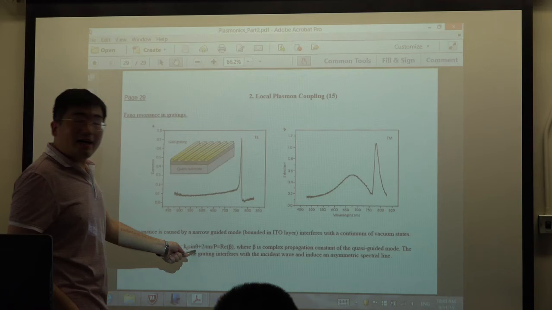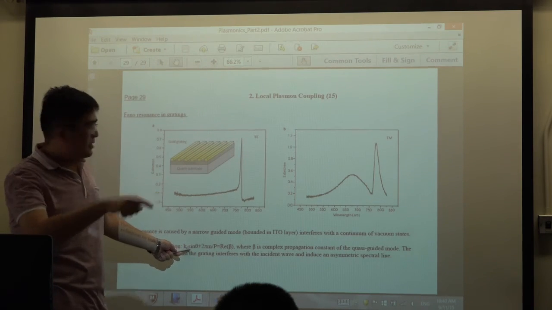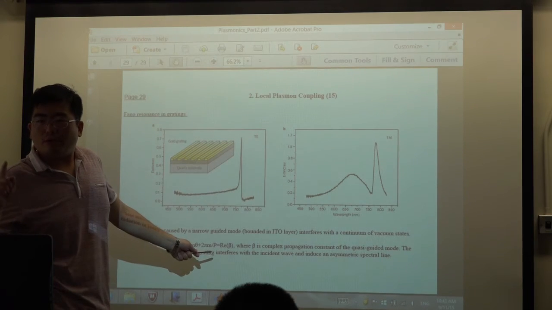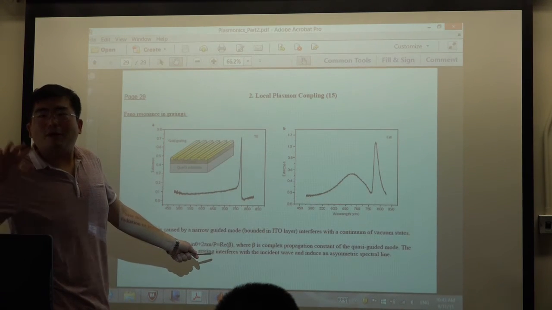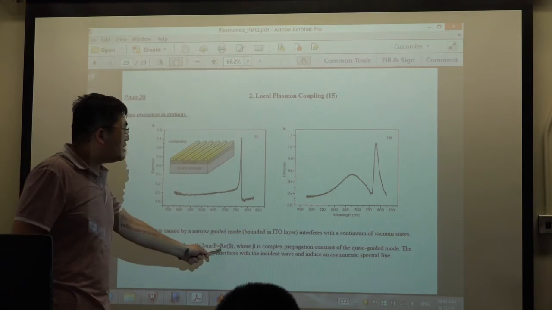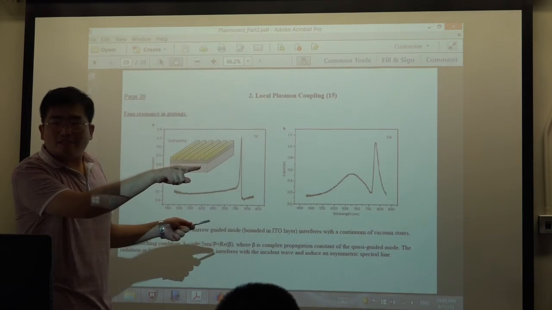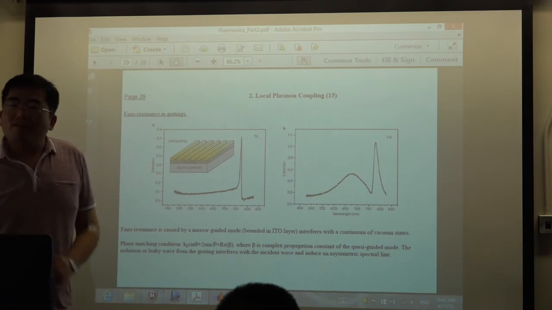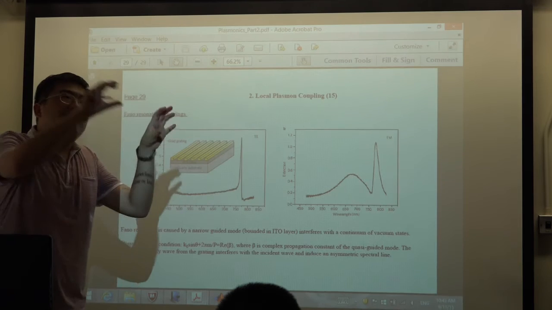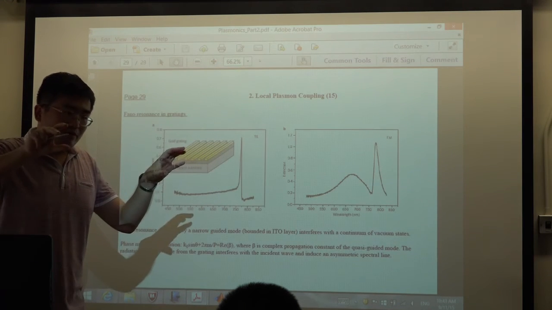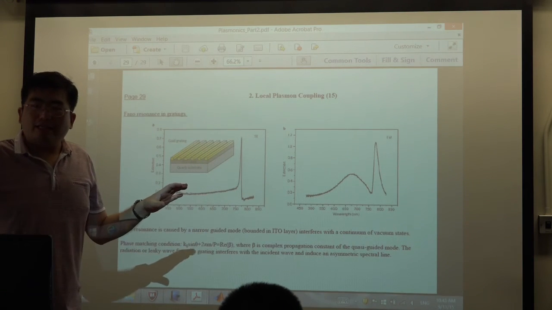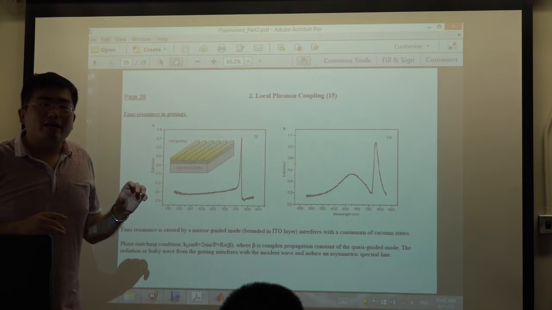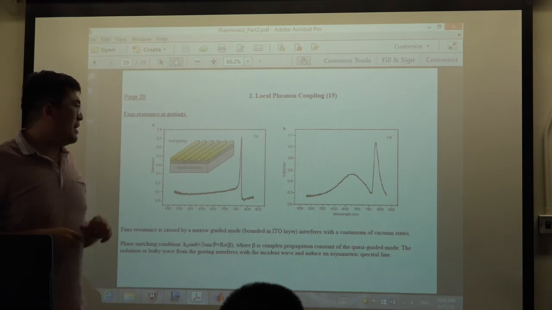k0 sin theta, this is the plane wave, right? 2 pi m over P is the Floquet mode. m equal to 0, plus or minus 1, plus or minus 2, is the Floquet mode because it's a periodic structure. This is the beta. Beta is a propagation constant. Why does it have a real part? It's complex, even if it's lossless. Even in a lossless dielectric strip, with no ohmic loss, the beta is still complex because it has a leaking loss. Okay? So this beta is complex.